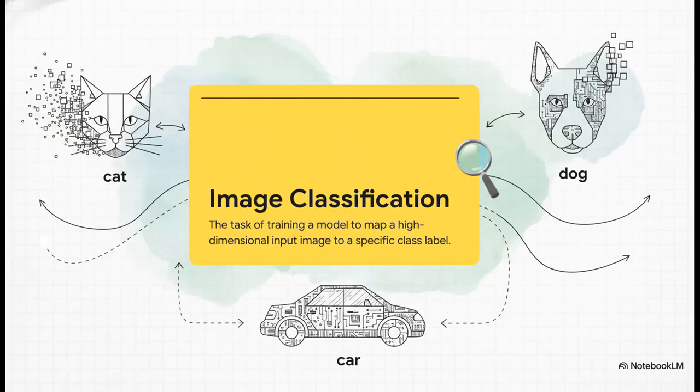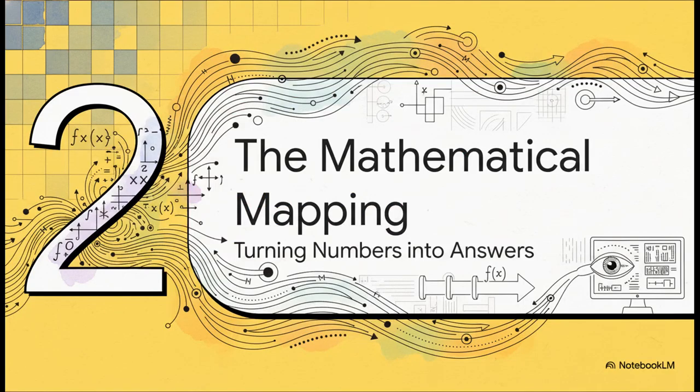So this is what it all comes down to. Image classification, at its heart, is about teaching an AI to take that massive grid of numbers and slap a simple, human-readable label on it. Cat, dog, car. It sounds basic, but this one task is the engine behind countless AI applications we use every day. Okay, so how does an AI go from millions of pixel values to a one-word answer?